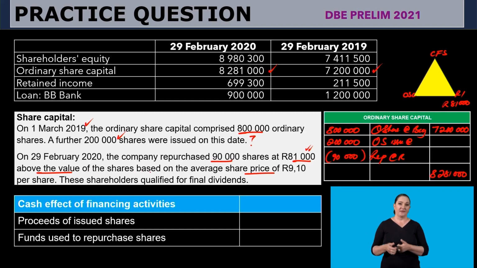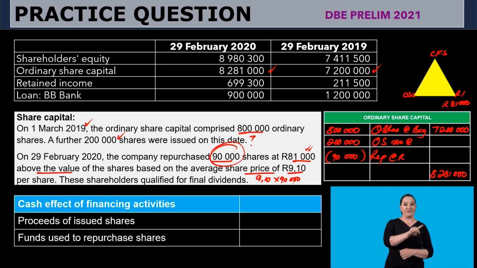Above the value of the shares based on the average price of 9 rand 10 cents. So I can quickly say, if the average price was 9 rand 10 cents, multiply that by the 90,000 shares that we repurchased, how much are we going to get? Let's quickly see.